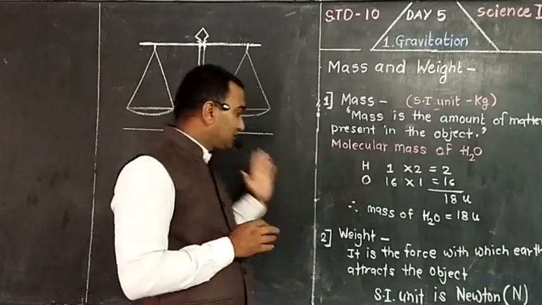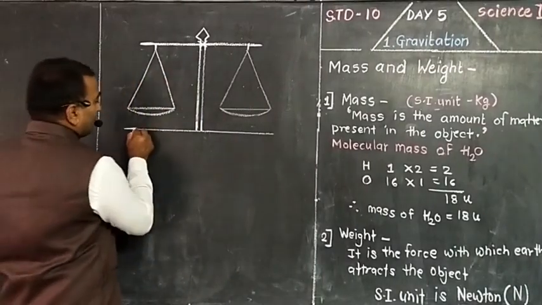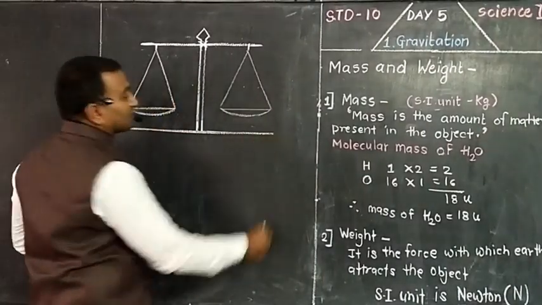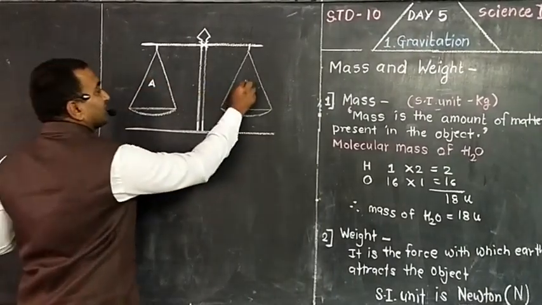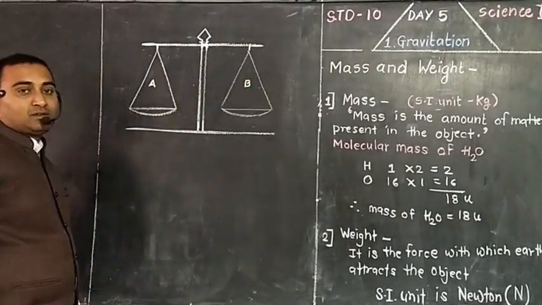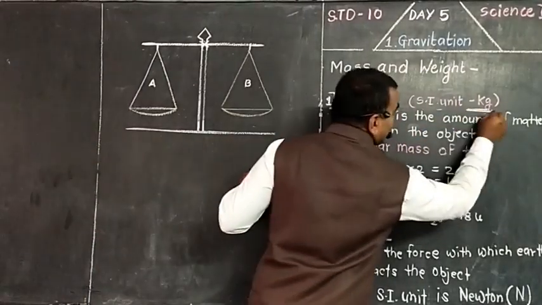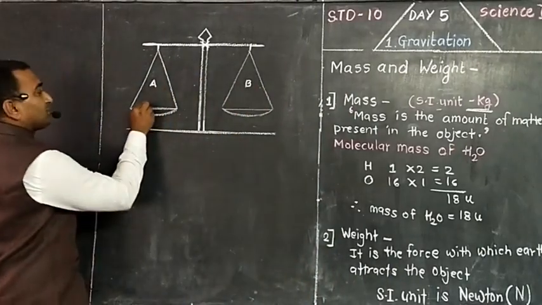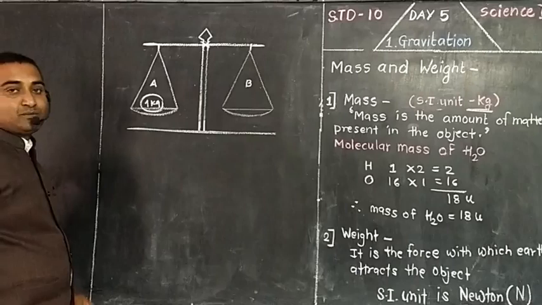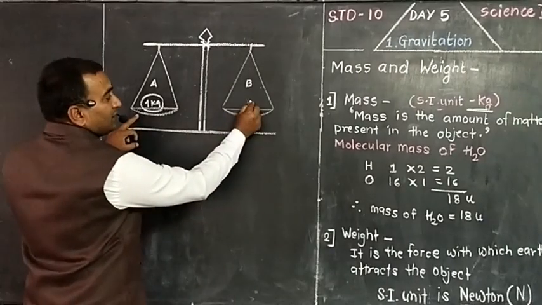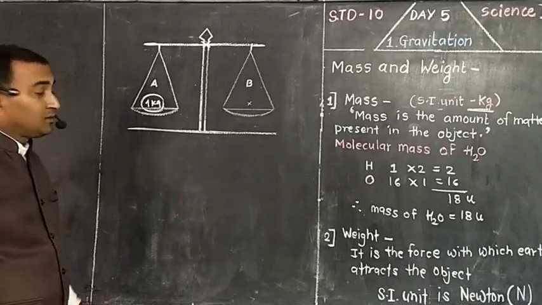So just see how we are weighing that. Suppose, what is this? Are you getting what the diagram is? This diagram is of weighing pans. Suppose this one is pan A and this one is pan B. 1 kg mass, kilogram, that is the unit. A 1 kg object, that is mass, not weight. It is the mass of the object. Here in pan B, we have not set any object. So what will happen now?